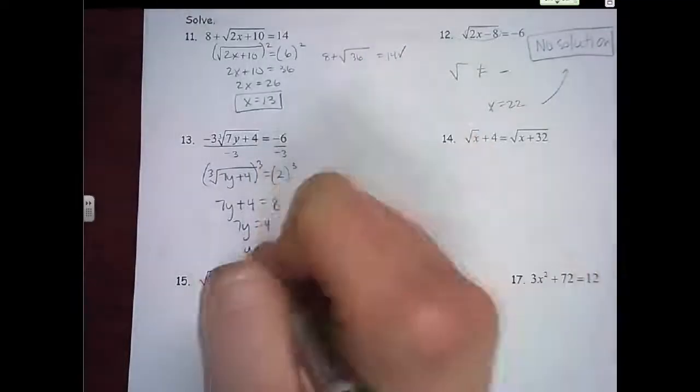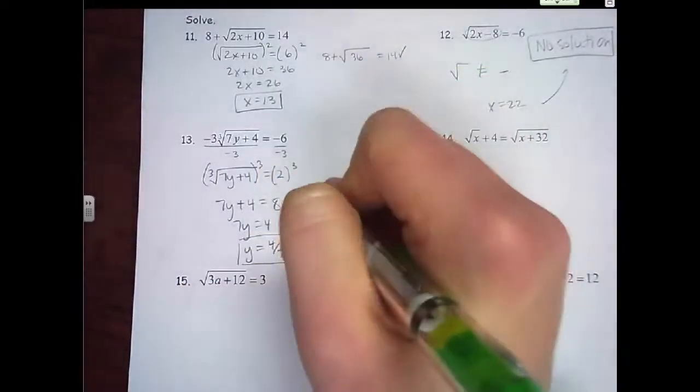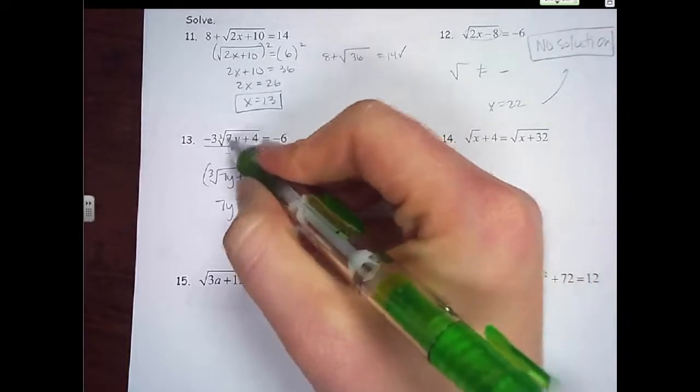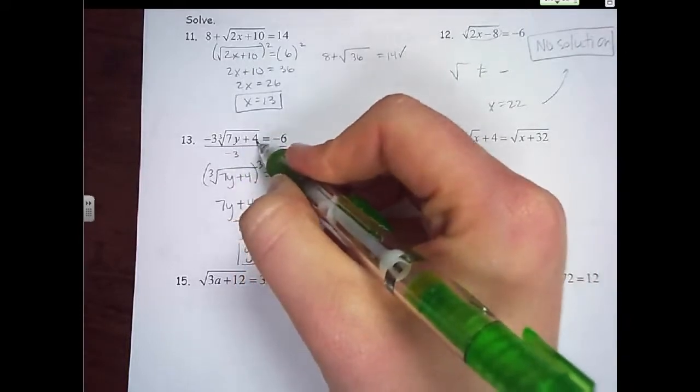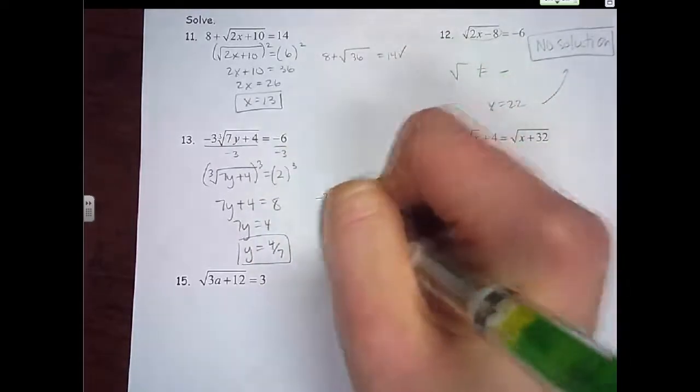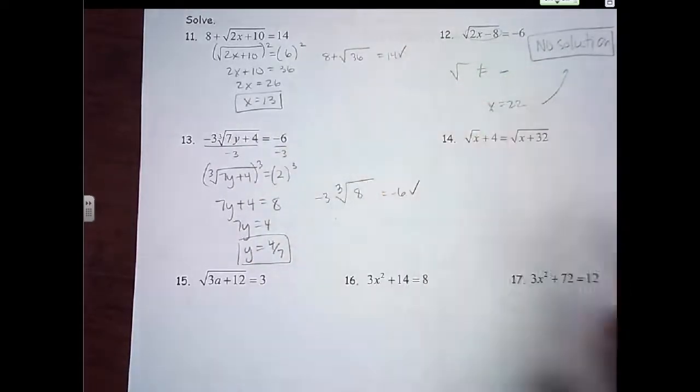And let's check that. Let's see, negative 3 cube root. If I put 4 over 7 in here, that cancels. 4 plus 4 is 8. Cube root of 8 is 2. And 2 times negative 3 is negative 6, so that works.